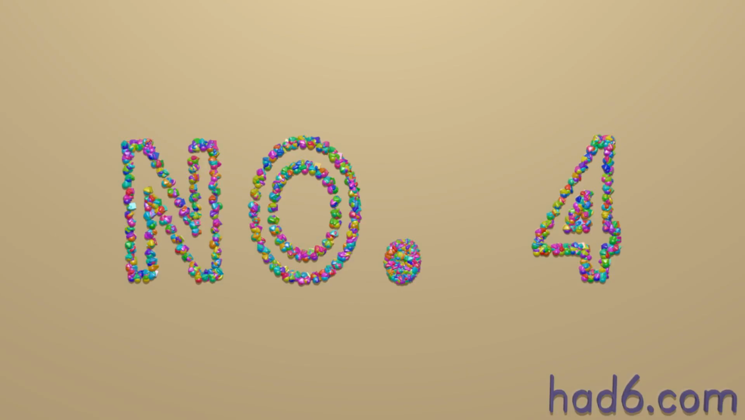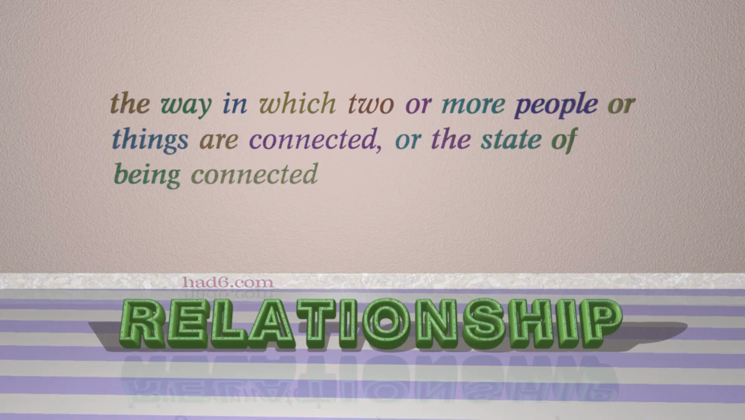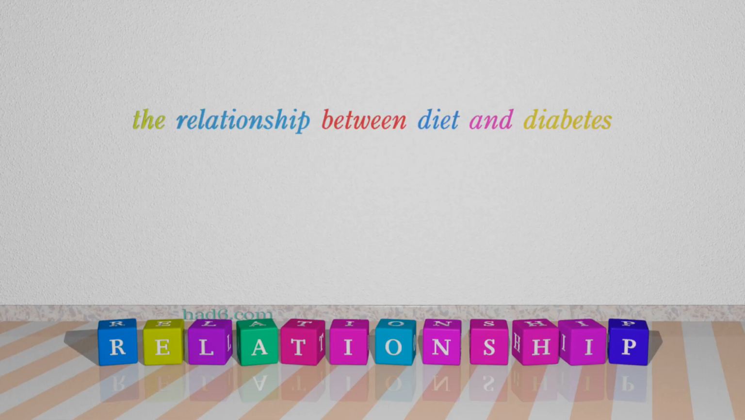Number 4. Relationship, which means the way in which two or more people or things are connected, or the state of being connected. Relationship. For example, the relationship between diet and diabetes.